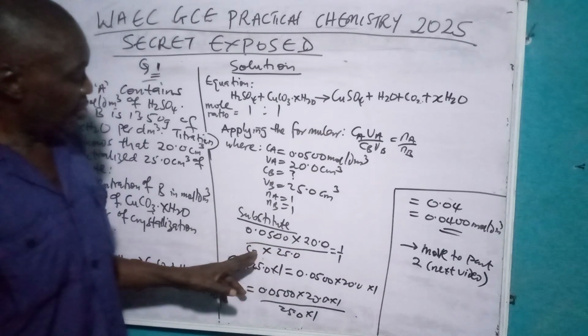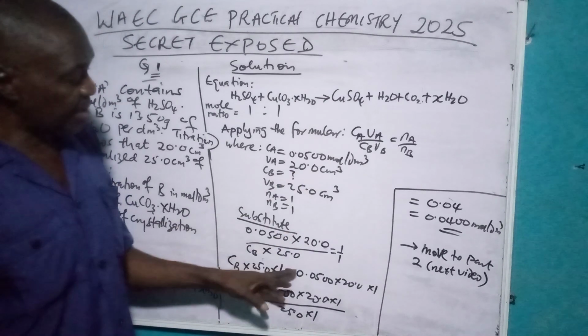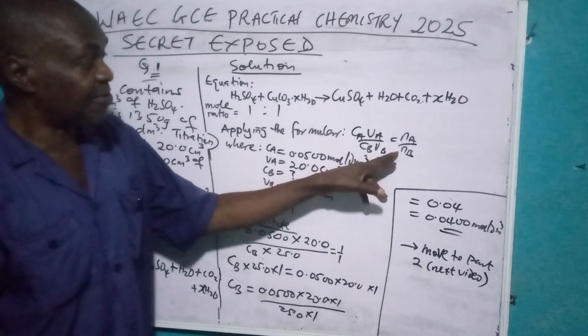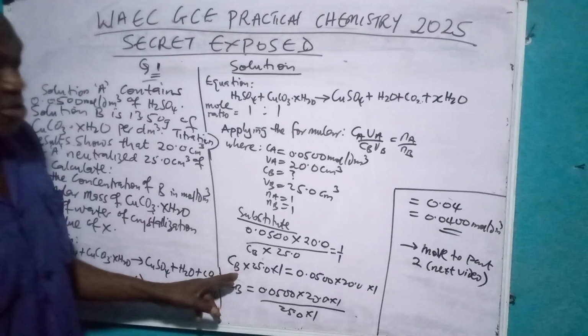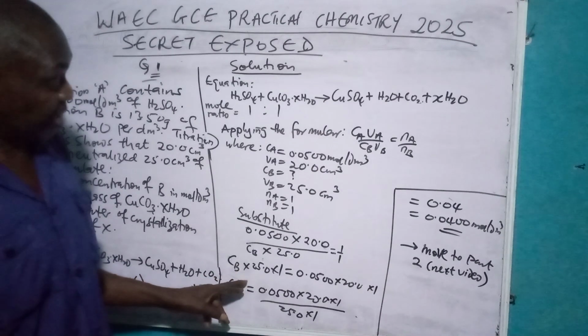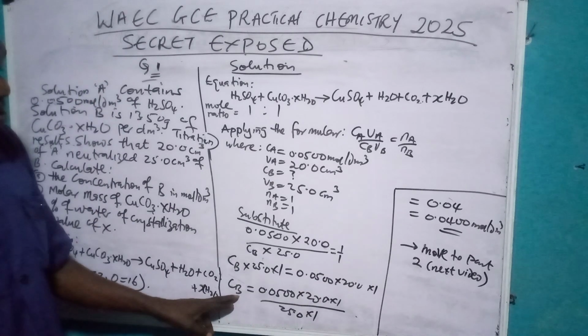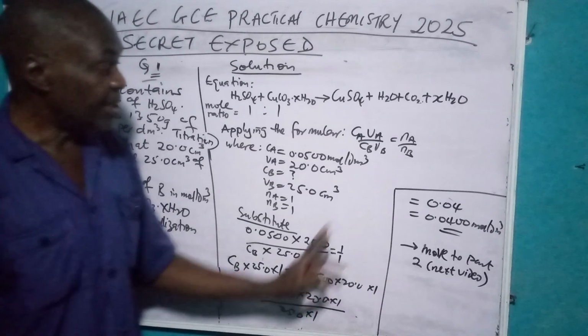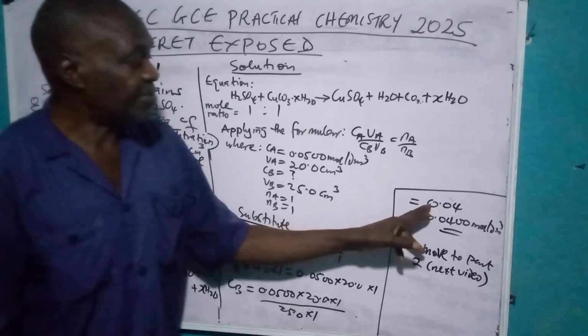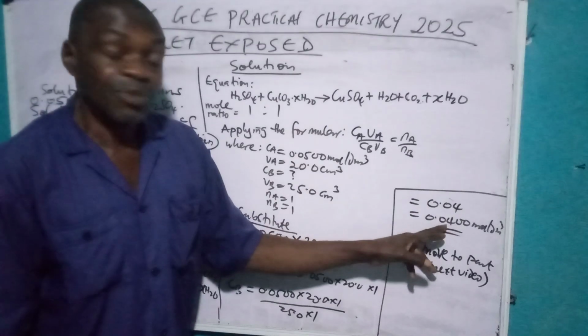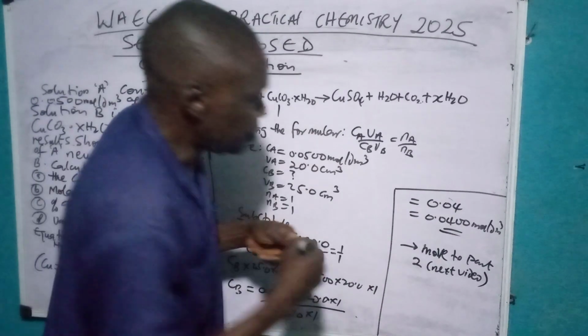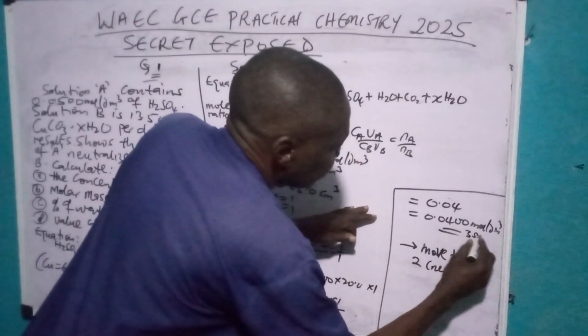0.0500 times 20 over this. That's the substitution. You have substituted the values, mole ratio 1 to 1 based on this formula. Then you make Cb the subject of the formula by doing it in this format. Then Cb, which is the subject of the formula, will give you this. Then you calculate this. You have 0.04, which you have to make to 3 significant figures. This is 3 SF.